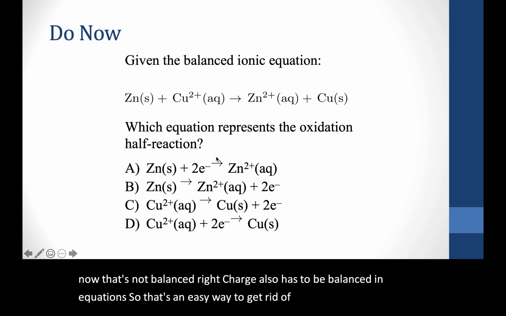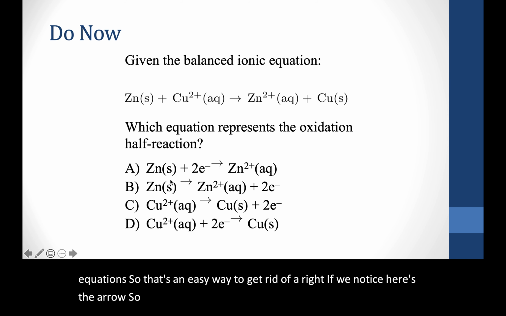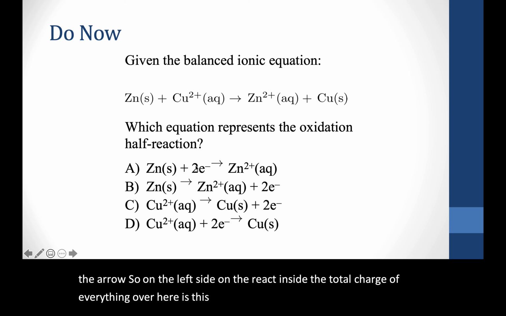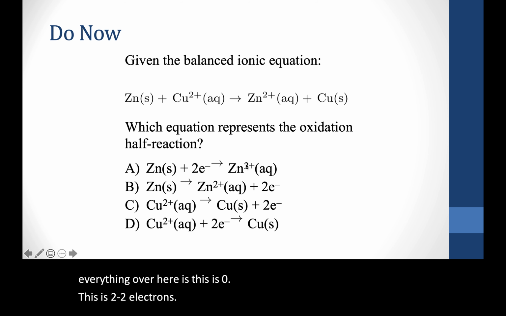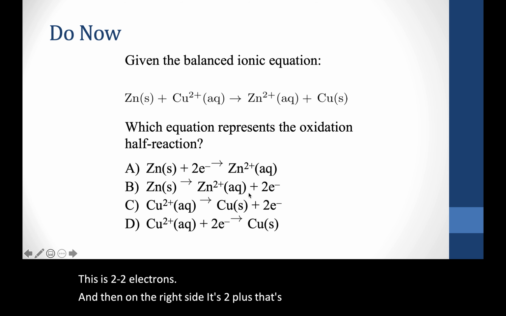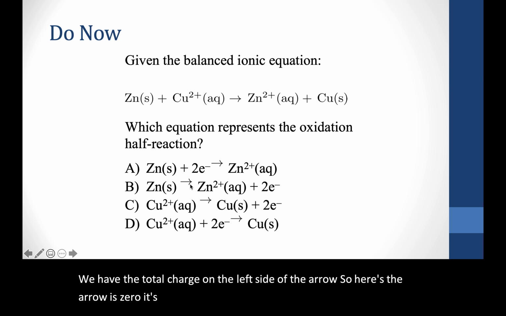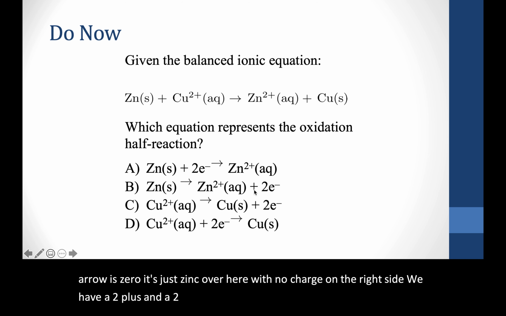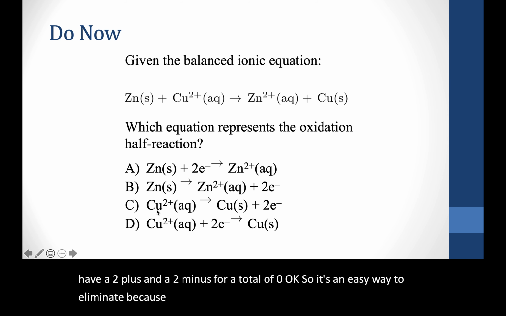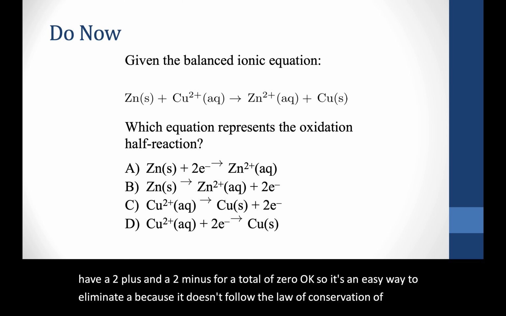If we notice, here's the arrow. So on the left side, on the reactant side, the total charge of everything over here is, this is 0, this is 2 minus, 2 electrons. And then on the right side, it's 2 plus. That's not balanced. In B, we have the total charge on the left side of the arrow, so here's the arrow, is 0. It's just zinc over here with no charge. And on the right side, we have a 2 plus and a 2 minus for a total of 0. Okay? So that's an easy way to eliminate A because it doesn't follow the law of conservation of charge. All right.